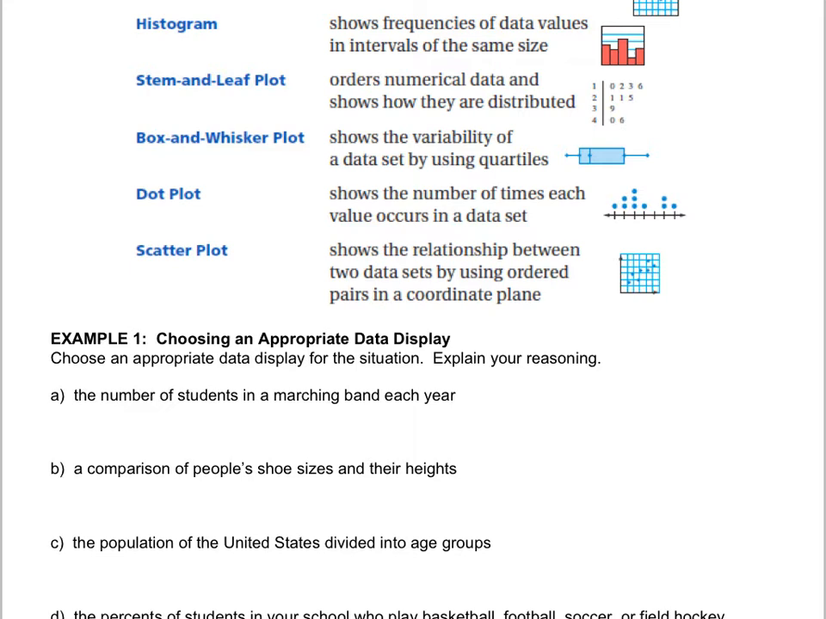So the first one is the number of students in a marching band each year. I'm going to tell you that each year is a trigger word because anything that is changing over time is a line graph.